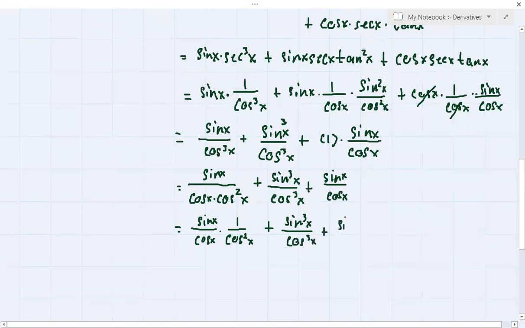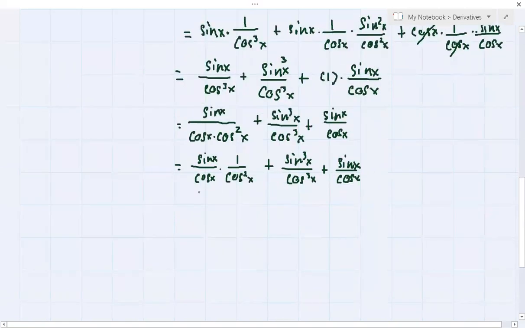So, we can now simplify this one further. Okay? So, sine all over cosine x is the same as tangent x, diba? So, we will have tangent x times 1 all over cosine squared x, which is the same as secant squared x. Ayan na siya. Now, on the second term, sine cube of x all over cosine cube of x is the same as tangent cube of x. And lastly, sin x all over cosine x is the same as tangent x. O, diba?